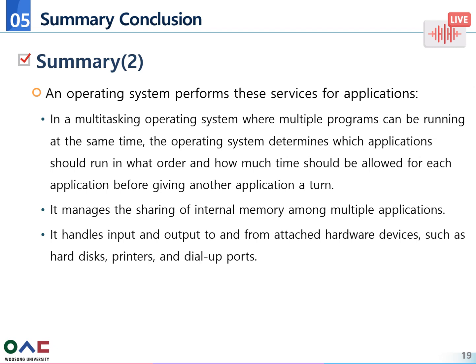Summary 2. An operating system performs these services for applications. In a multitasking operating system where multiple programs can be running at the same time, the operating system determines which applications should run in what order and how much time should be allowed for each application before giving another application a turn. It manages the sharing of internal memory among multiple applications. It handles input and output to and from attached hardware devices, such as hard disks, printers, and dial-up ports.